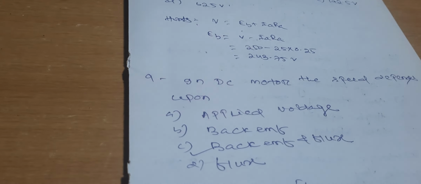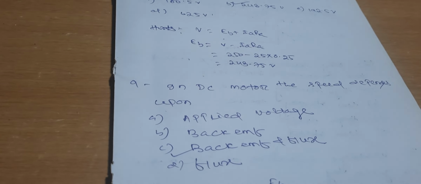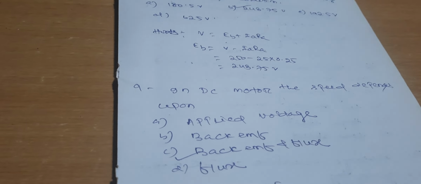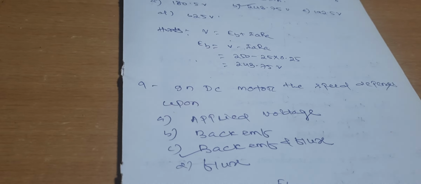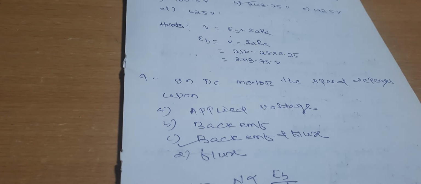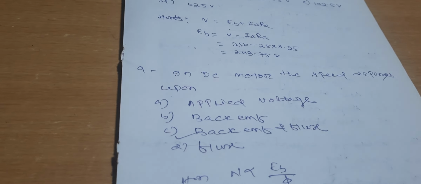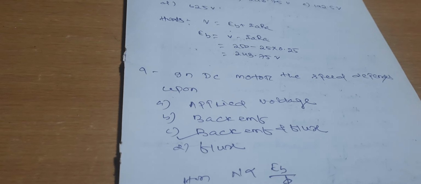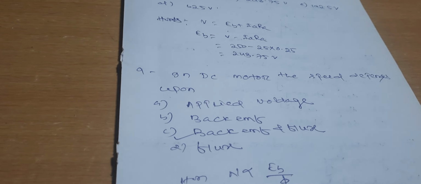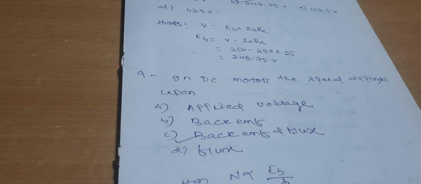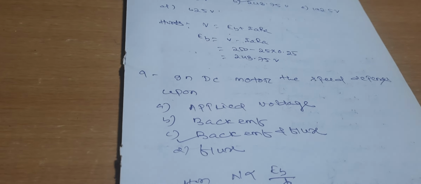Then come to question number 9. In DC motor, the speed depends upon applied voltage, back EMF, option C, back EMF and flux, option D, flux. We know that N is proportional to EB by phi. So option C, back EMF and flux. The speed depends upon back EMF and flux.